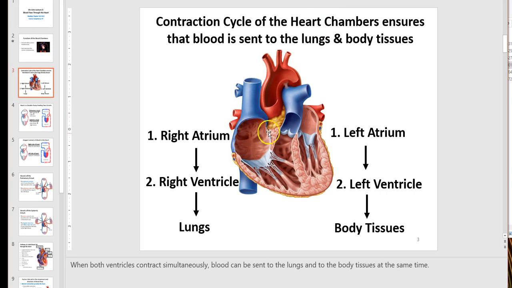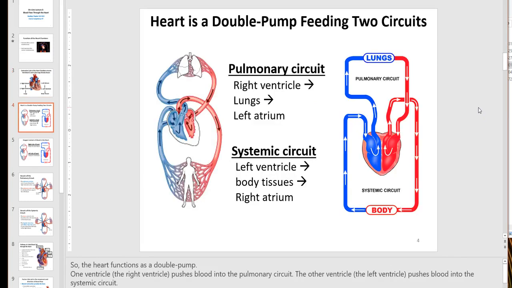So the 2 atria contract, the right atrium and the left atrium, and blood is pushed into the 2 ventricles, right ventricle and left ventricle. Now, when these 2 ventricles contract, they send blood to two different parts of the body. The right ventricle will send blood to the lungs. The left ventricle will send blood out the aorta to body tissues. We call that the systemic circulation.